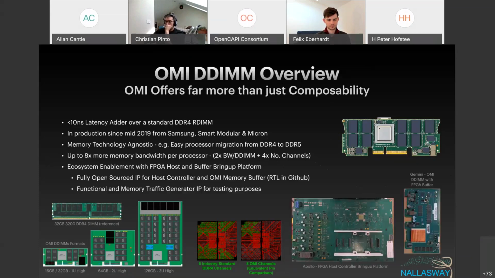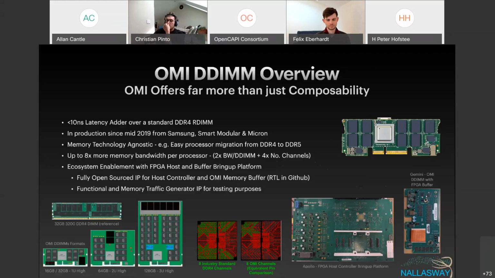Finally, we've got some very good ecosystem enablement with some FPGA host and buffer bring-up platforms shown on the bottom right. The IP here, so if you're developing your own processor, you can experiment with your own IP on top of the OMI interface. And likewise, if you're developing your own buffer memory, again, we've got this bring-up platform for your own custom OMI DIMMs.